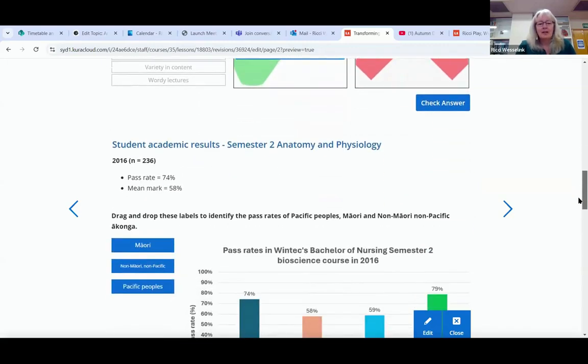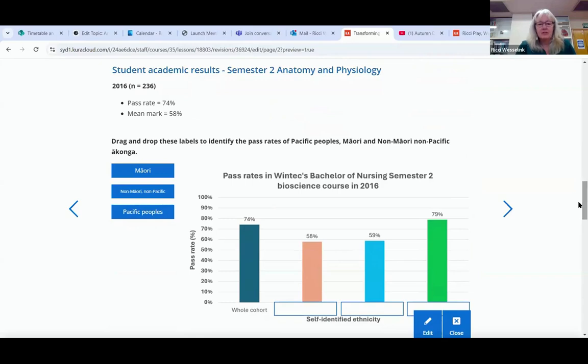So at that time, our pass rate for that whole year, 2016, looking at 2 cohorts, 236 students, was 74%. So that means that 26% of our students weren't passing, and that represents a potential loss to the nursing profession and to the communities that they would have served. The mean mark was 58%. So as I said earlier, that's hardly admirable. So something needed to be done.